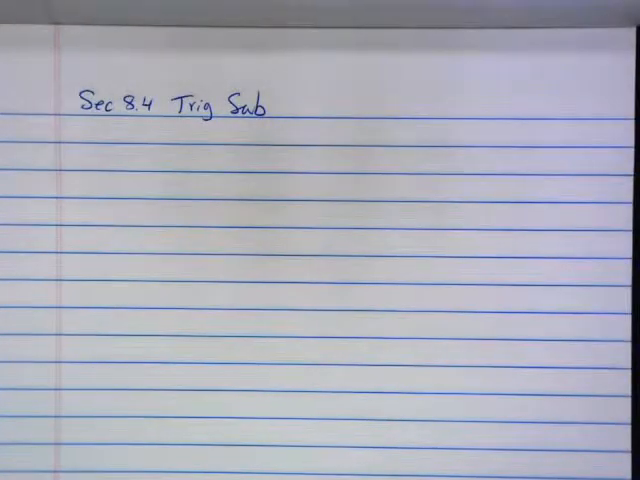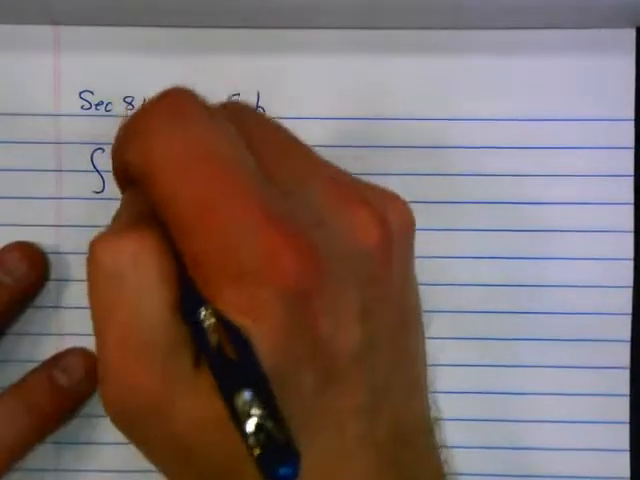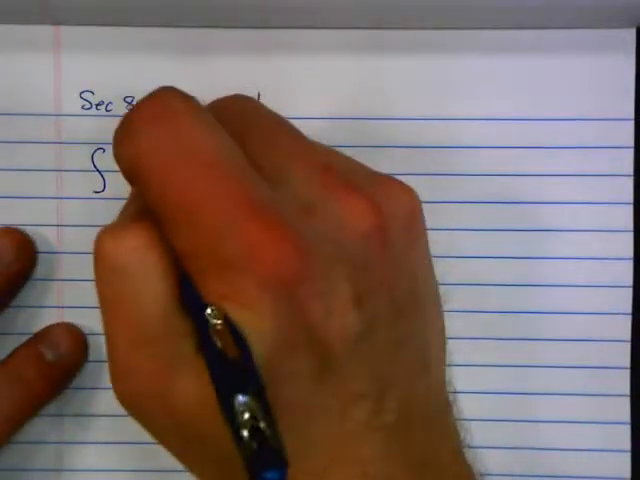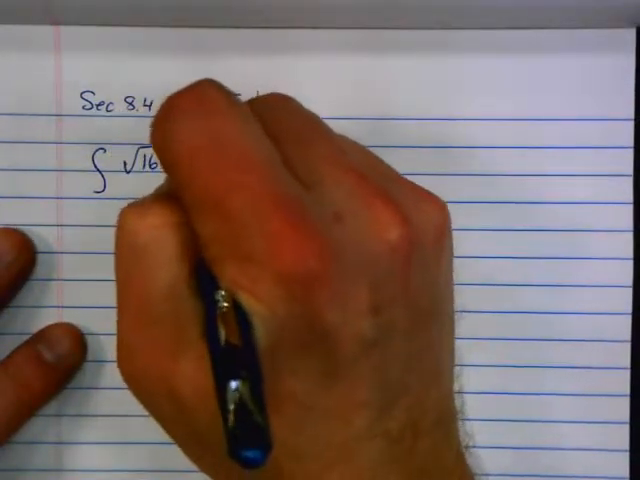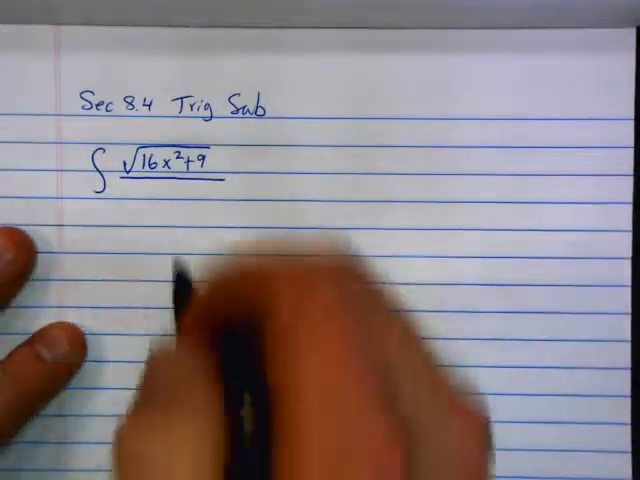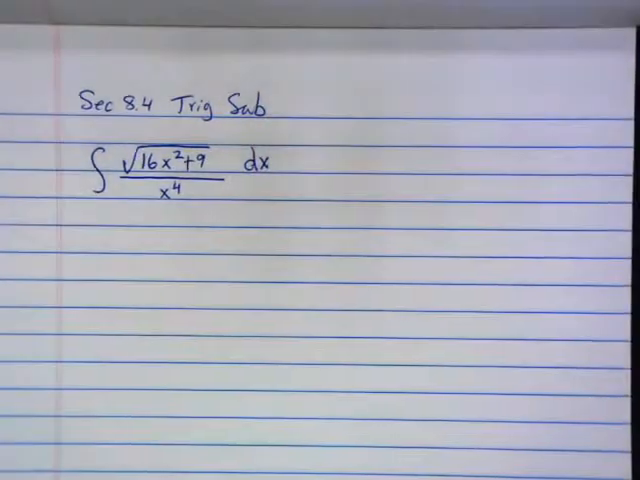So we were looking at problems like this. We might have had the integral of the square root of 16x squared plus 9 over x to the 4th dx.